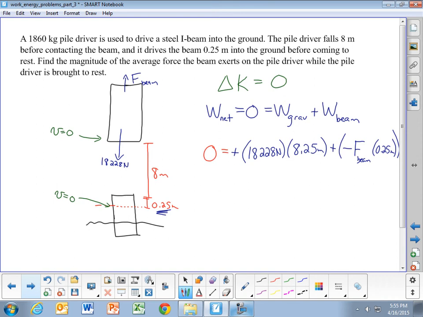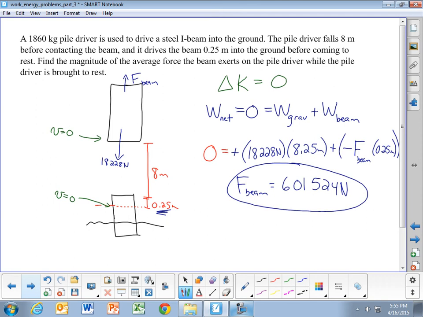If I solve for the force of the beam, I get that it's 601,524 newtons. So again, this is a very large force that the beam exerted on the pile driver to stop it. It's an extremely large pile driver. It's stopping in a distance of 0.25 meters, which is a very short distance. So it's a very large force that acts on it.